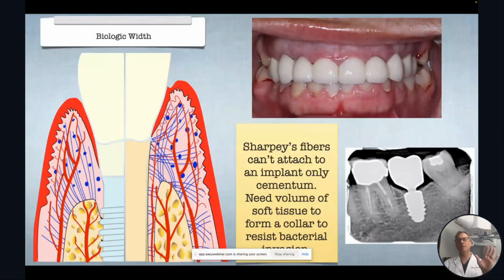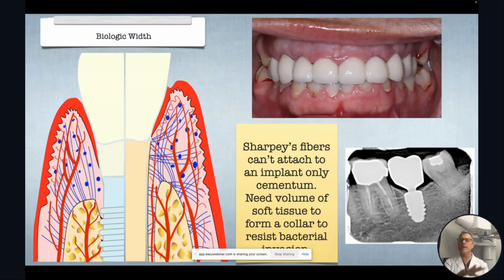So if you look at the image on your left, you're going to see a tooth side and an implant side. And the tooth side has those horizontal blue streaks, which are called Sharpey's fibers. And Sharpey's fibers just basically take the good attached tissue and connect it to the cementum of the tooth. So we need room for that attachment, and we need room for a little bit of a pocket, and that's where we get a good response to the biologic width.